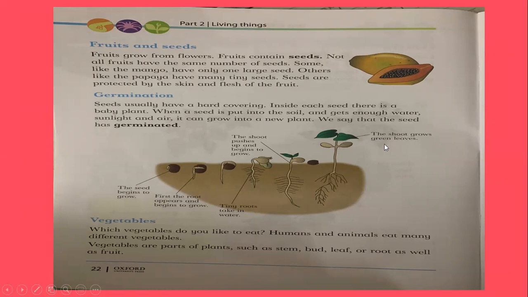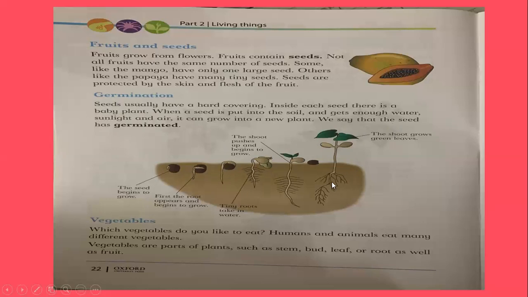Now what happened here? Look, the shoot grows green leaves. The small baby plant becomes bigger and bigger. The green leaves are coming out. Then after some more time, they become bigger, and then the flowers and fruits start coming on it. Understand? All this process up to here is called the process of germination. And when the seed starts growing, we say that the seed has germinated.